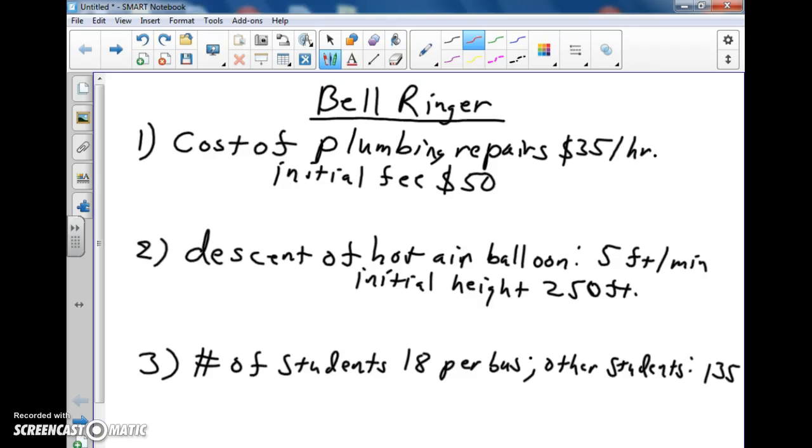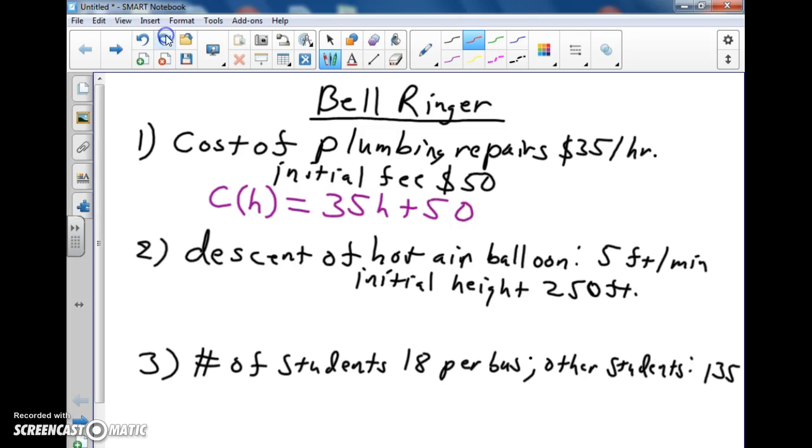The cost of plumbing repairs is $35 per hour, and the initial fee is $50. Your job is to write an equation. So you would say what? That the cost per hour equals what now? What would you write down? 35X, okay, our H in this case, we're using H. 35H plus 50 is right.